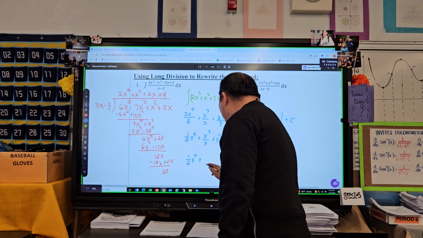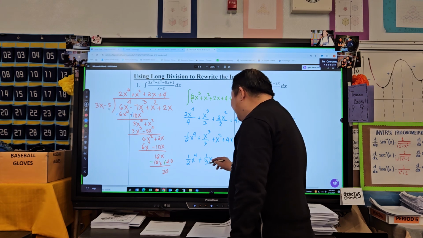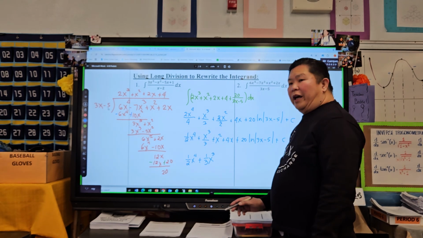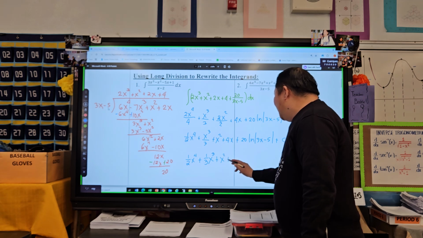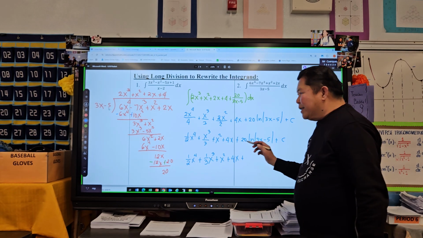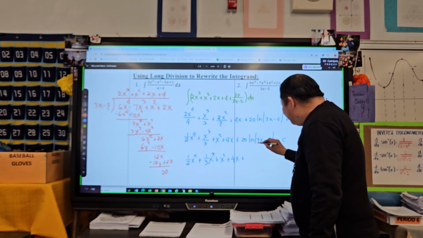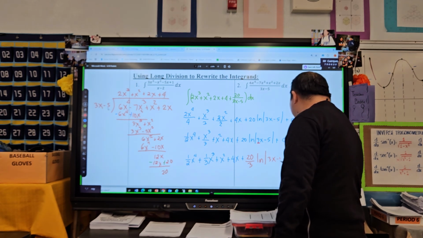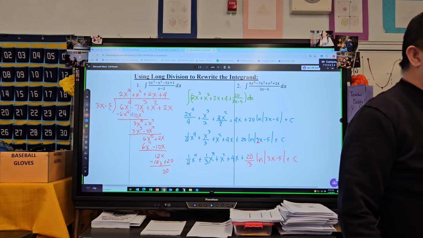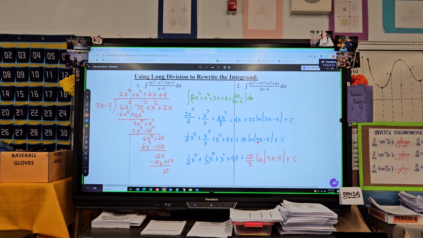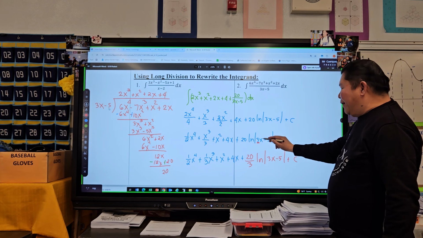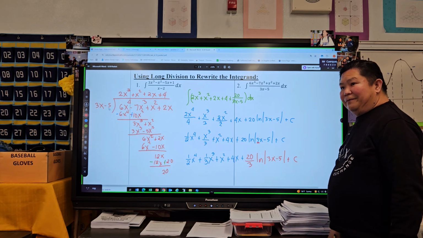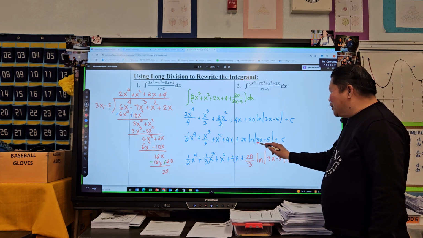x to the power of 4 plus, or if this is actual multiple choice, it is written this way: 1/3 x to the power of 3 plus x squared plus 4x plus, this is very important, 20/3 ln 3x minus 5 plus the constant, unless the coefficient of x inside the ln is just 1. If this were 5, you would have 20/5, which is 4, right? So this is the trick right here, guys.